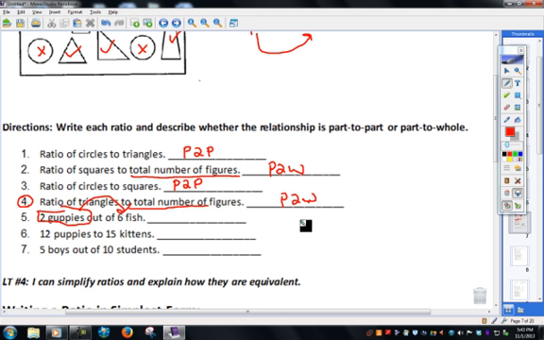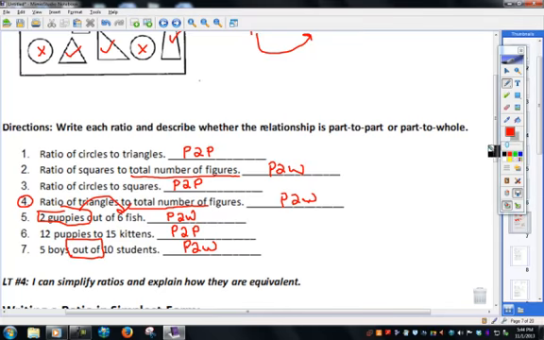In other words, there are 6 fish swimming around. I was going to say flying around. Swimming around. 2 of them are guppies. So I know that 4 of them are some other type of fish. So this is definitely a part to whole relationship. 12 puppies to 15 kittens, it's a part to part. Okay, 5 boys out of, whenever you see that word, you know automatic, part to whole relationship.